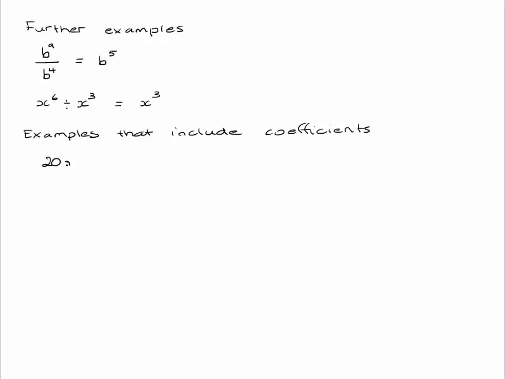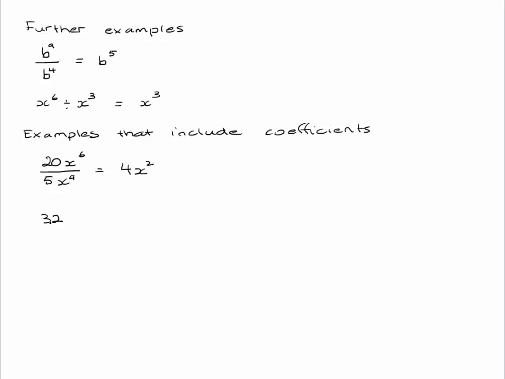So 20x to the power of 6 over 5x to the power of 4. 20 divided by 5 is 4. x to the power of 6 divided by x to the power of 4 is x to the 6 minus 4, which is x to the power of 2.